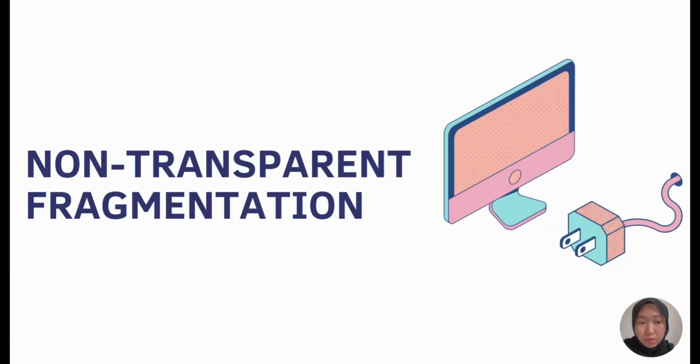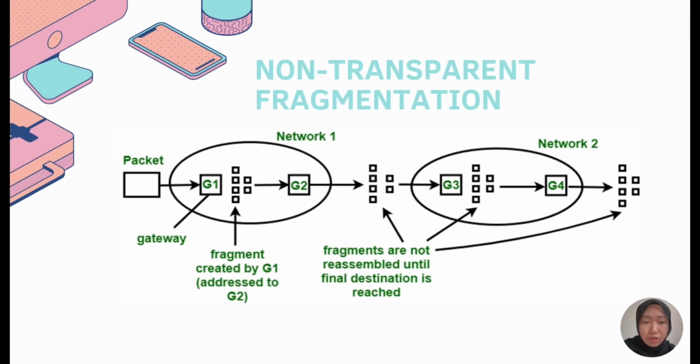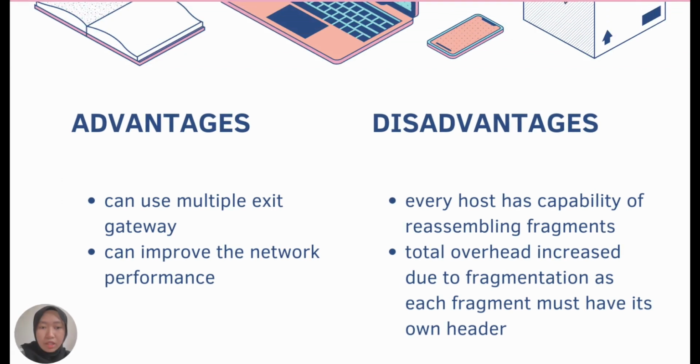Next, we move to non-transparent fragmentation. Non-transparent fragmentation is unlike transparent fragmentation, in that a packet fragmented by a gateway of a network is not recombined by the exit gateway of the same network. Once a packet is fragmented, each fragment is treated as an original packet. All fragments of a packet are passed through the exit gateway, and recombination of these fragments is done at the destination host.